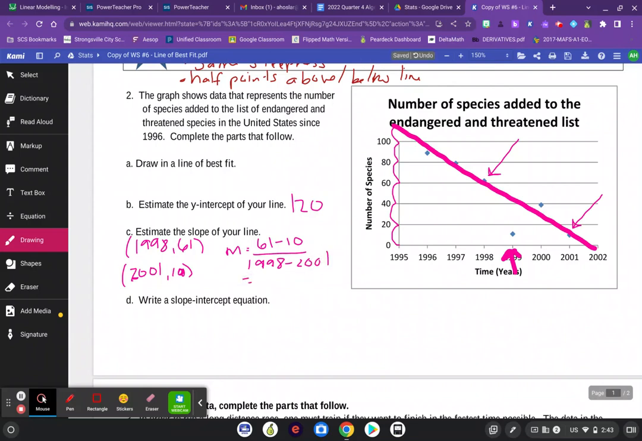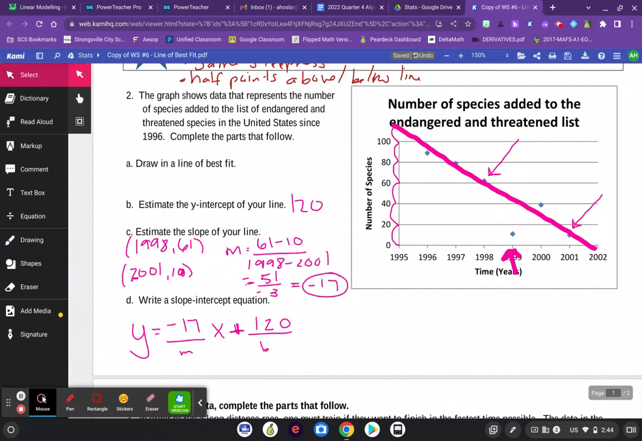So that's 51 divided by negative 3, sorry. So I get 51 divided by negative 3, which is negative 17. And that seems reasonable in that it's negative, okay? And so to write a slope-intercept equation, remember, that's y equals mx plus b, right? So my slope was negative 17, and my y-intercept I estimate to be about 120, okay? So we get some estimates in there.